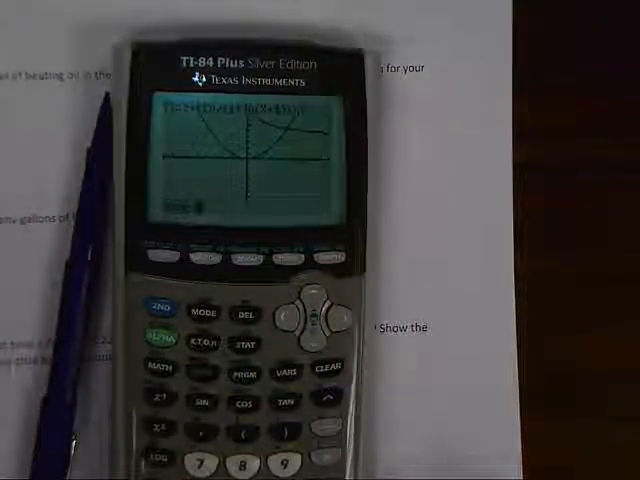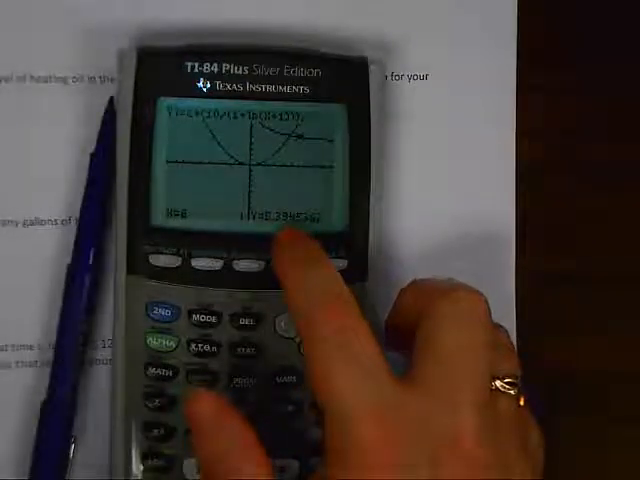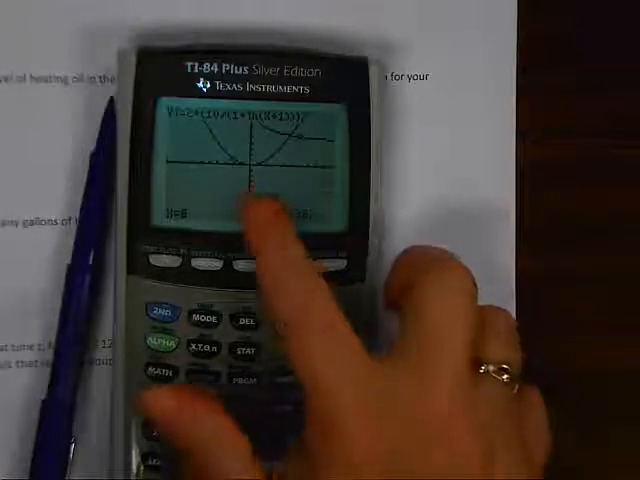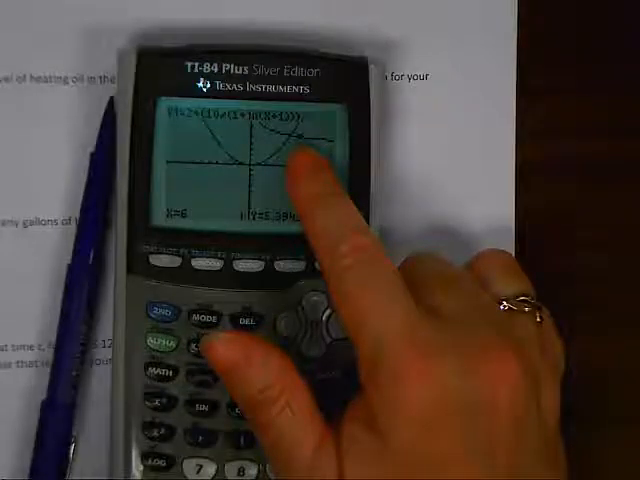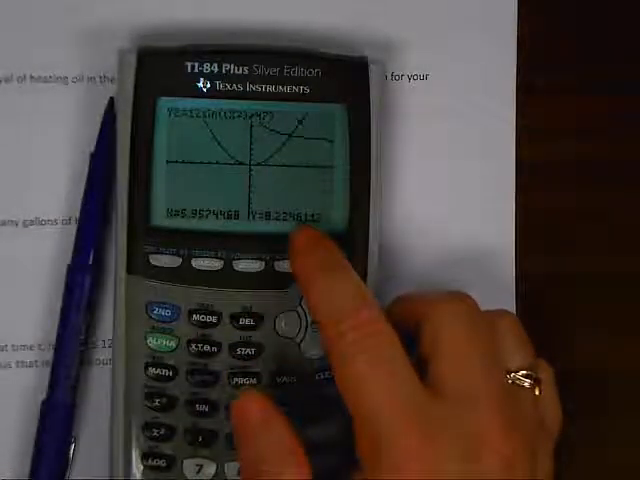Let's go to 6. This is kind of the same thing as you said about plugging it in. You can either look at the table or look here. This is Y1, and its rate is 5. If I up arrow, Y2's rate is 8.